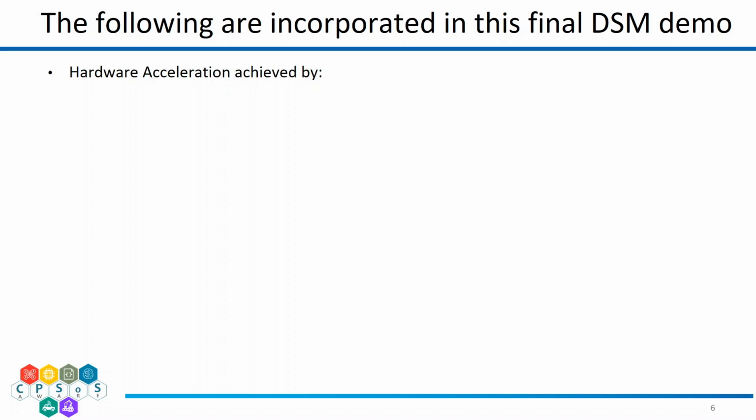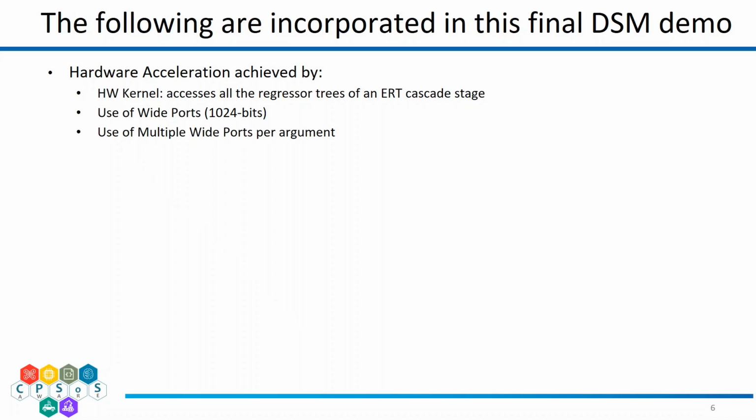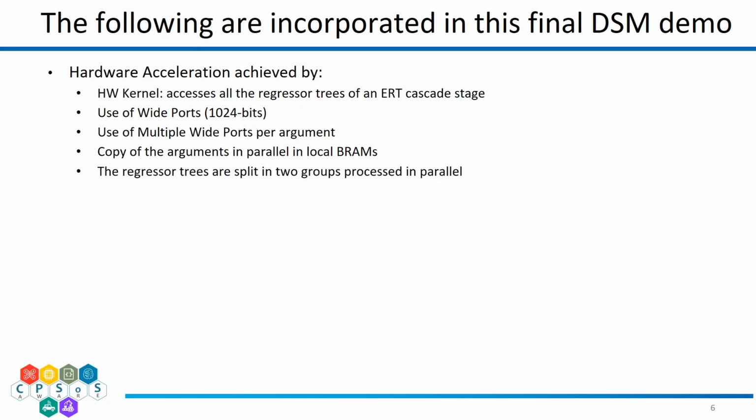Concerning the employed hardware acceleration techniques, a hardware kernel was used to access all the regressor trees of a single ERT cascade stage. Multiple wide ports of 1024 bits are used per argument to accelerate data transfer. The arguments are copied in parallel in local BRAMs. The regressor trees are split in two groups that are processed in parallel.